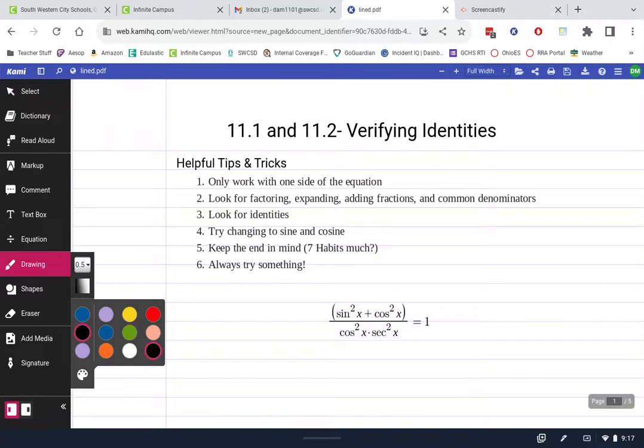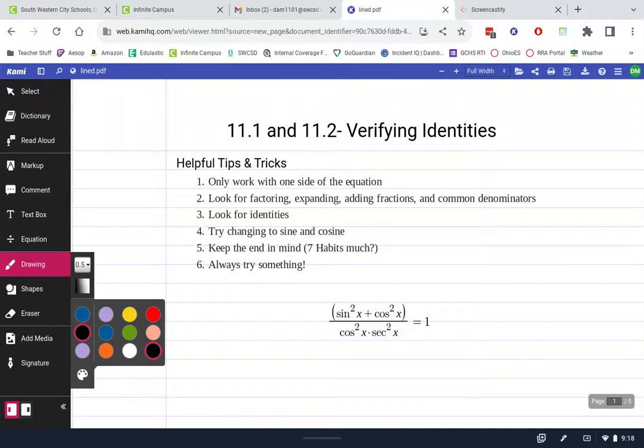Keep the end in mind. So if you know you need to get to a certain answer, make sure you're paying attention to what that answer needs to have so you can pull specific things as you go through. And the last step is try something. Even if it doesn't work, you've at least figured out one way where it's not going to work.